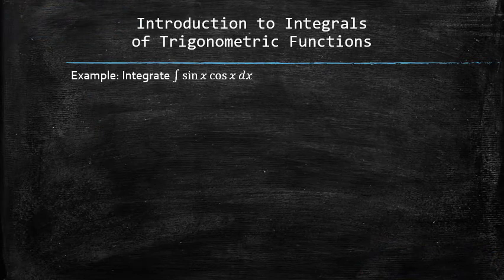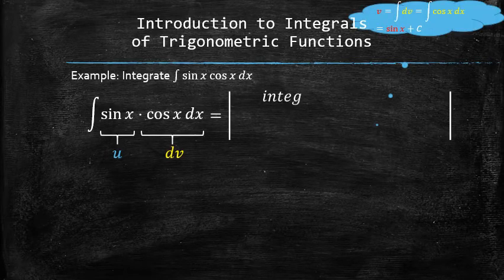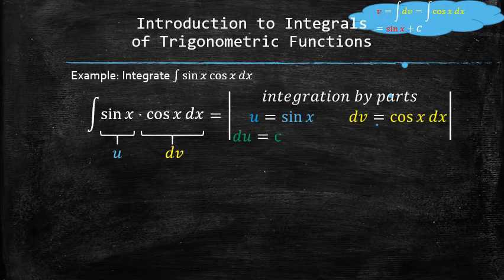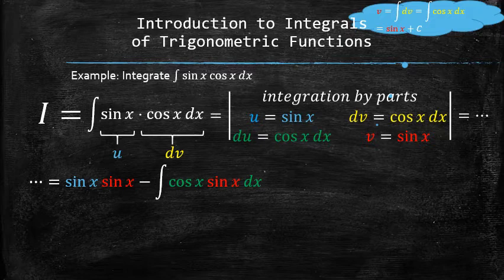Let's do the same example again using another alternative method. We rewrite the integrand and choose u and dv and integrate by parts by differentiating u to find du and integrating dv to find v. We apply the formula and combine the like terms to provide a new integral which is the same as the original integral, so we have created a loop. We introduce I to replace the original integral everywhere it appears.